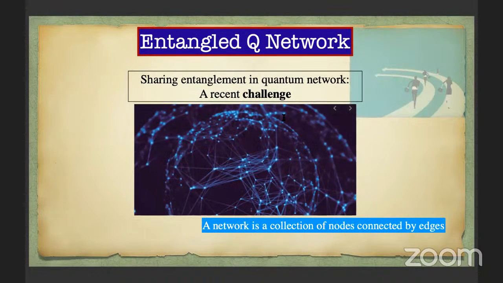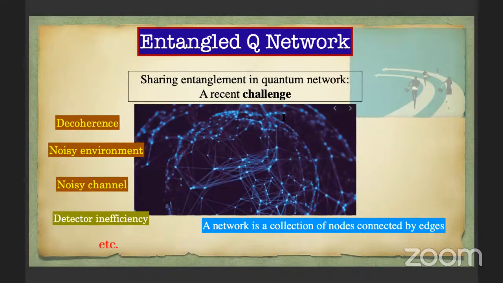There are a lot of challenges when we want to share entanglement in a quantum network, and the challenges are due to decoherence. Either the system cannot be prepared as isolated, so it always decoheres after interacting with a noisy environment, or the information is sent through a noisy channel, which also decreases the performance. There can also be experimental detector inefficiencies and so on.